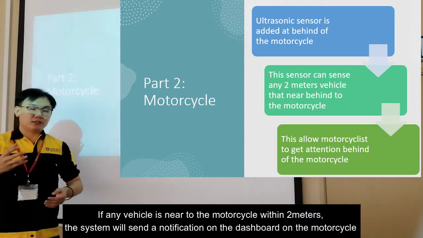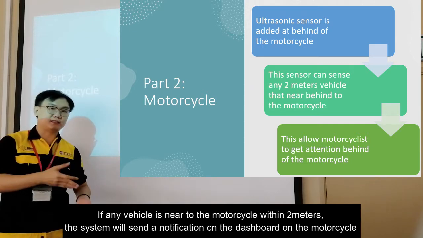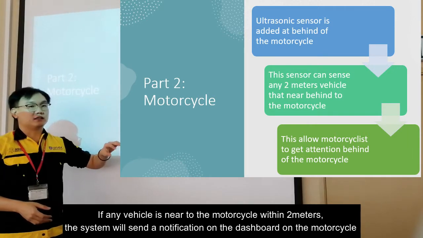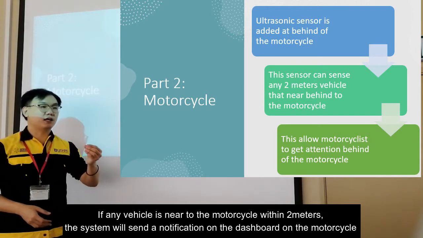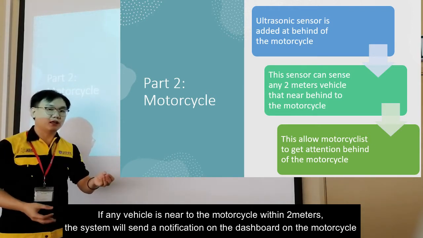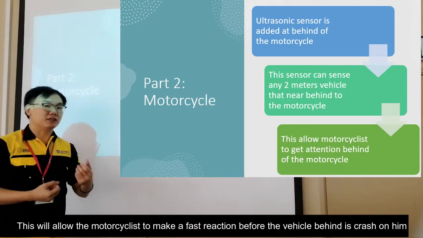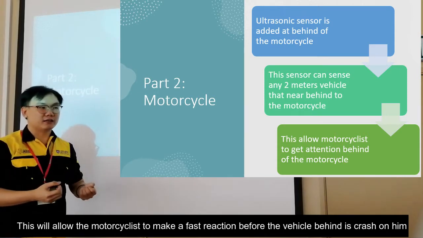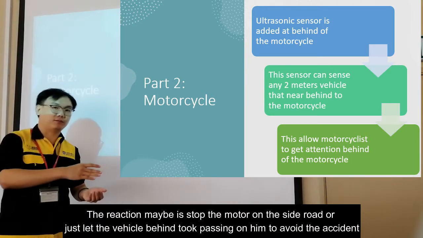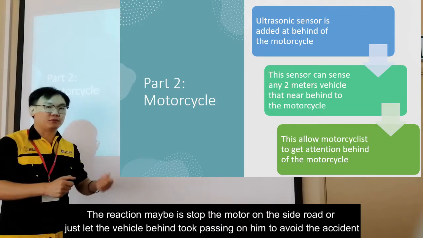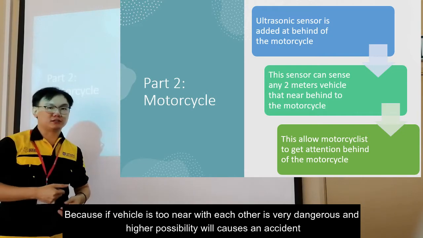So if some vehicle is near the motorcycle, less than 2 meters, the ultrasonic will detect the vehicle behind and give a notification on the dashboard, so the user can see, oh, there is some vehicle near him within less than 2 meters, so he will get attention and take some reaction. I mean, maybe he lets him pass, or he just stops, because if the distance between the vehicles is too near, it's very dangerous and can cause an accident.